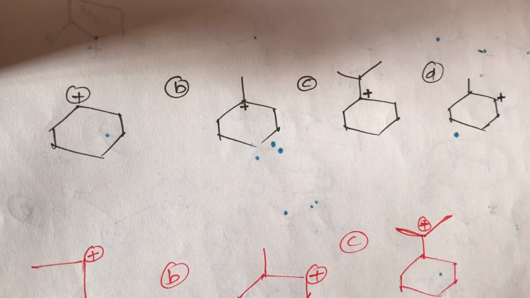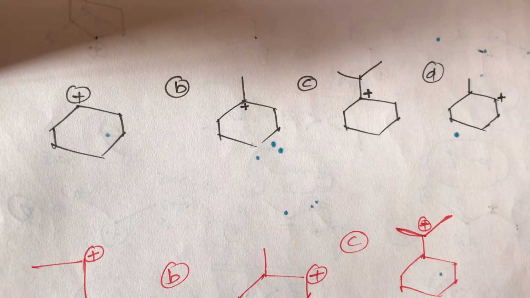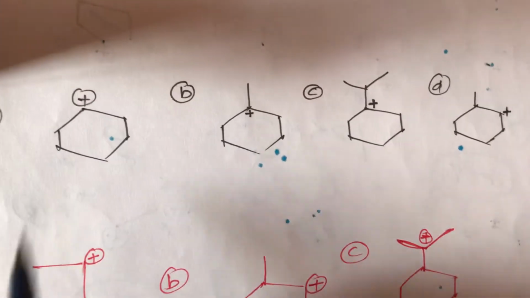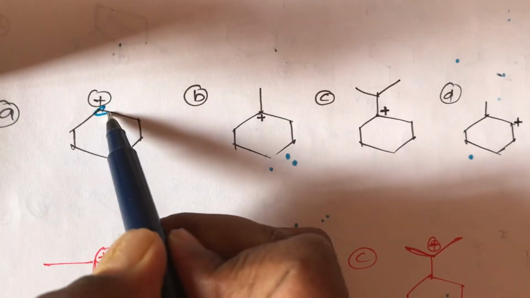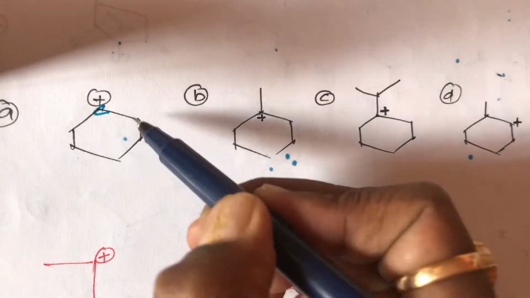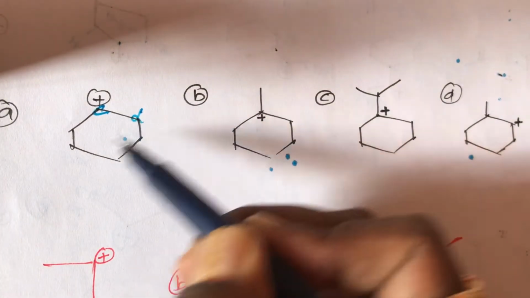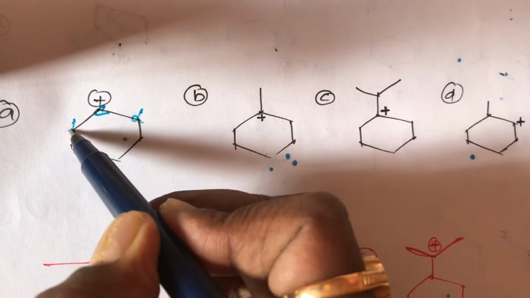Hello students, now find out the stability order of the following carbocations. The first one, A, is a cyclic structure. This is a secondary carbocation, with an alpha carbon on the right-hand side and an alpha carbon on the left-hand side.